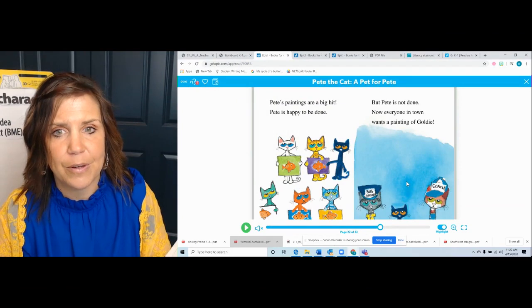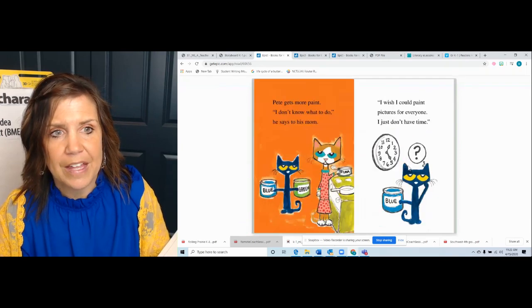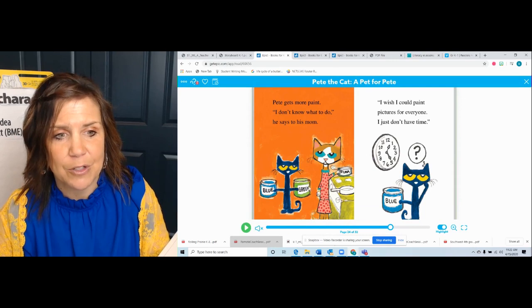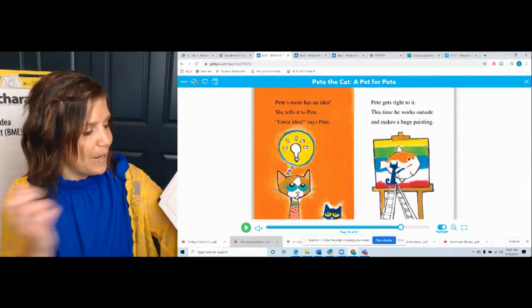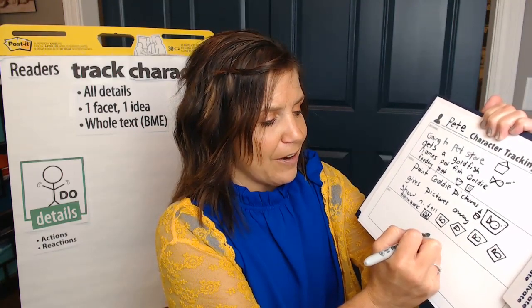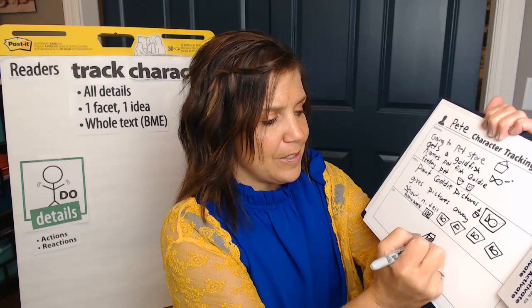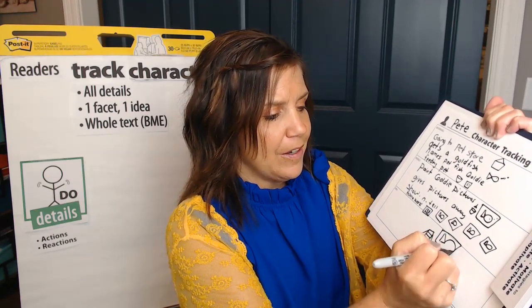If we keep flipping through here, everybody got pictures, right? But then he really wants to paint pictures for everyone, doesn't he? But he just doesn't have the time, so he's trying to think of what to do. And remember, his mom has that big idea, and I'm going to draw the ladder that he uses to paint this huge picture.